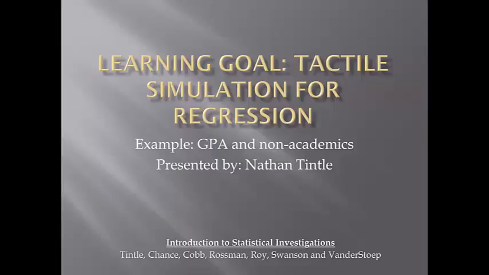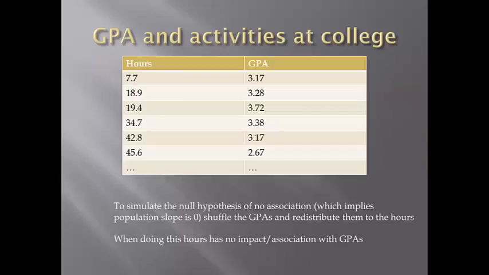In this Learning Goal video, we'll talk about how to conduct a simulation for a regression equation. We'll use the GPA and non-academic hours data set to talk about this learning goal. Here's a view of some of the data. Each variable, hours spent on activities outside of class, and GPA, gets its own column. Each row represents an observational unit, in this case one of the 42 students.